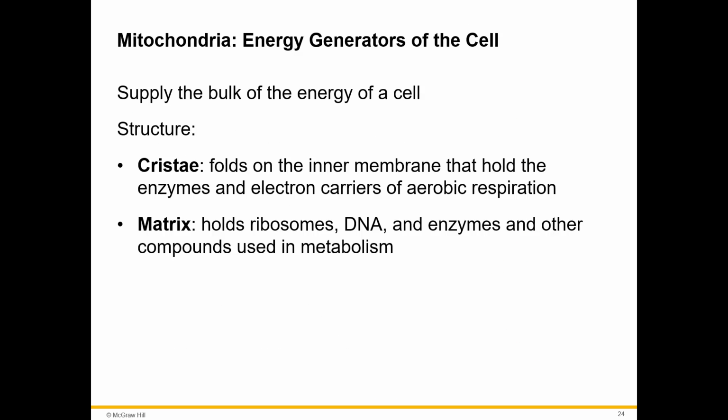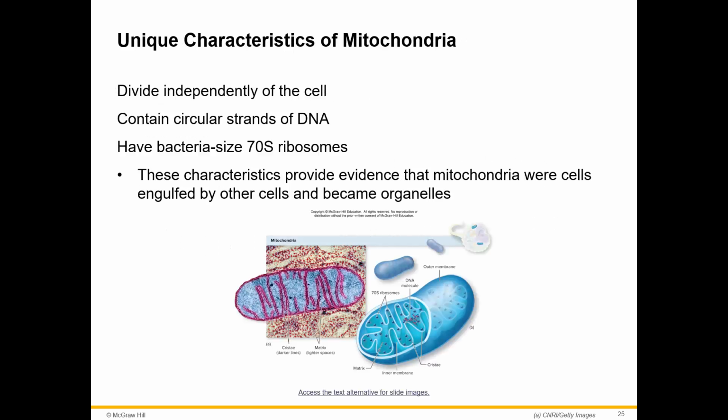The mitochondria supplies the bulk of the energy to the cell. So mitochondria are the predominant sites for energy production. Small amounts of energy are produced in the cytosol of the cell, or the background of the cell outside of the mitochondria. But a majority of the energy is produced in the mitochondria. Mitochondria have cristae, which are folds on the inner membrane that help enzymes and electron carriers of aerobic respiration. And then the matrix holds the ribosomes, DNA, and enzymes and other compounds used in metabolism.